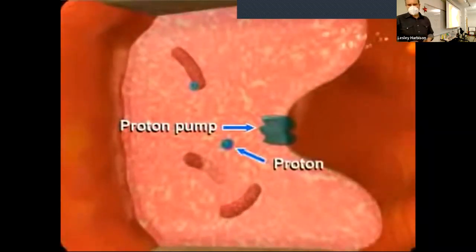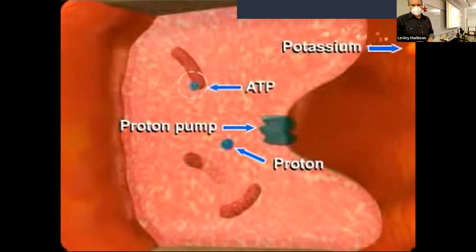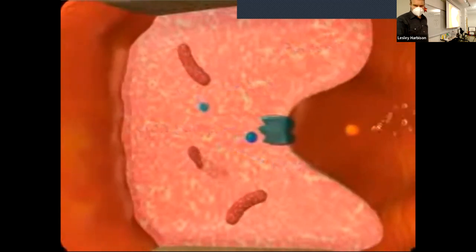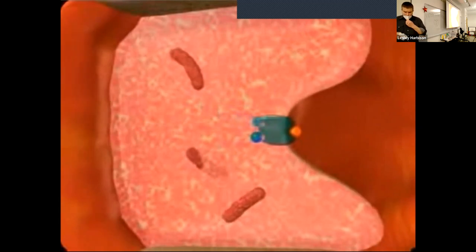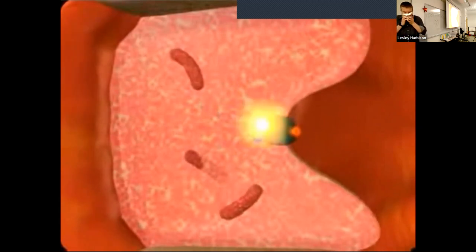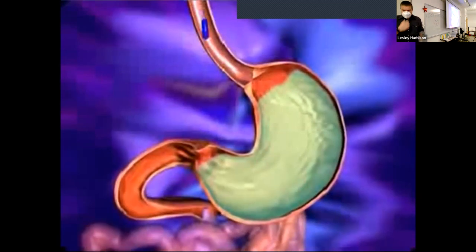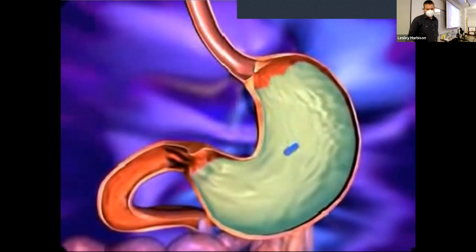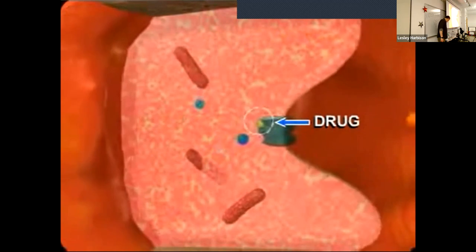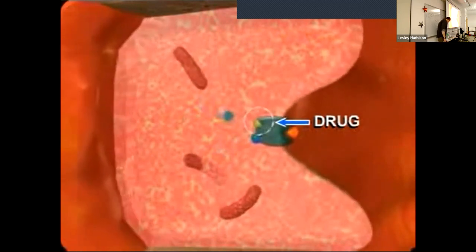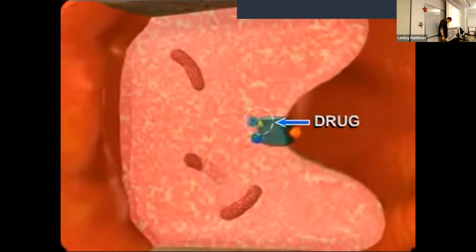Proton pump. Proton. Potassium. ATP. The proton pump actively transports protons into the stomach lumen and potassium back to the parietal cell with hydrolysis of ATP. Proton pump inhibitors are drugs which reduce acid secretion of the stomach. The drug binds irreversibly to the proton pump and prevents the active transport of protons. This dramatically decreases the acid secretion of the stomach.